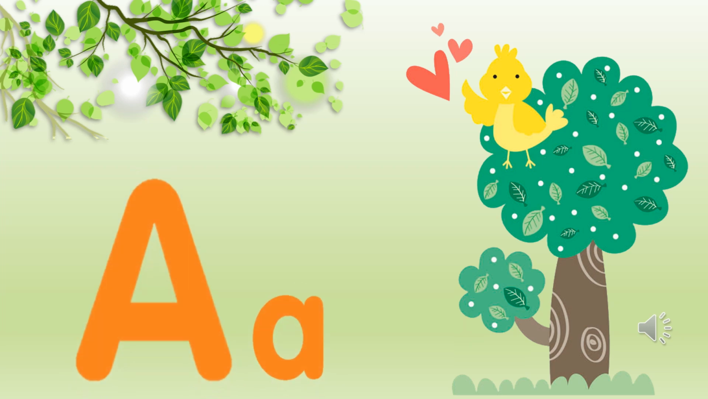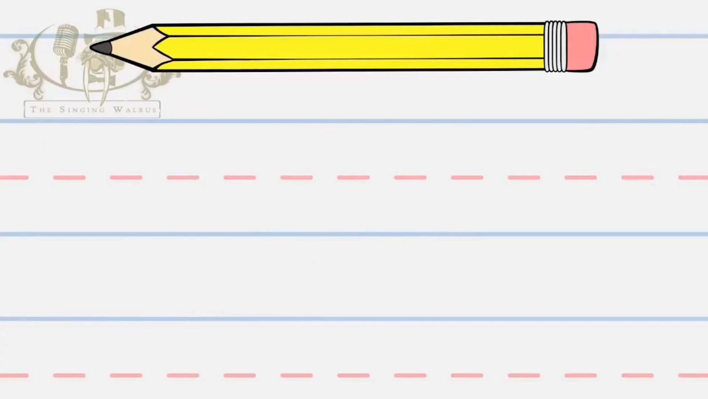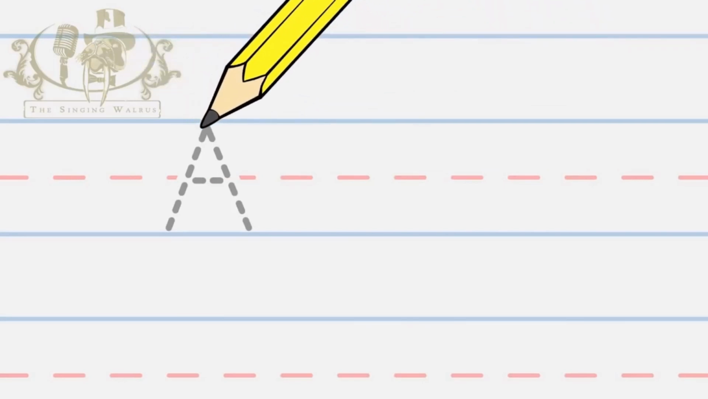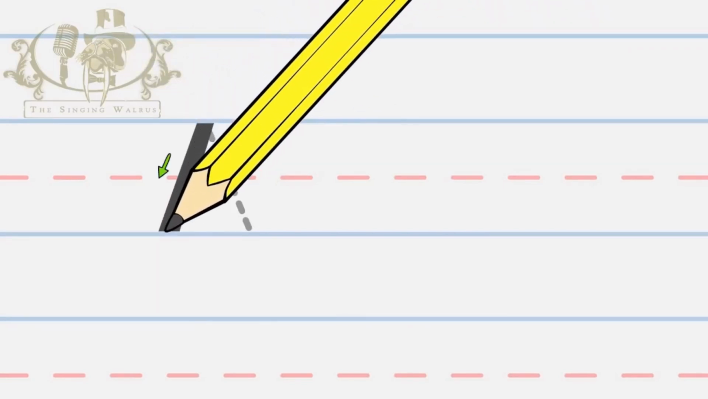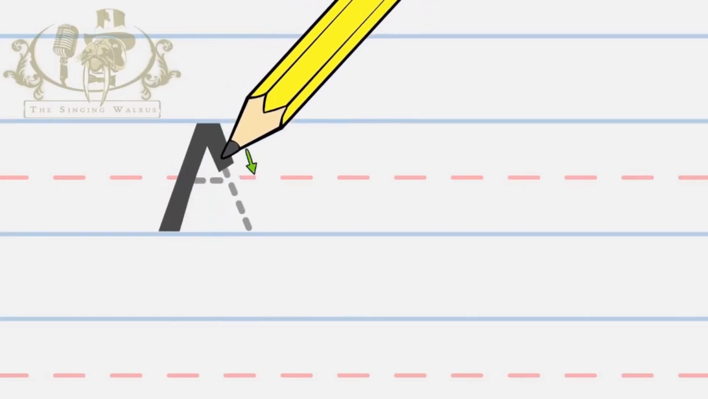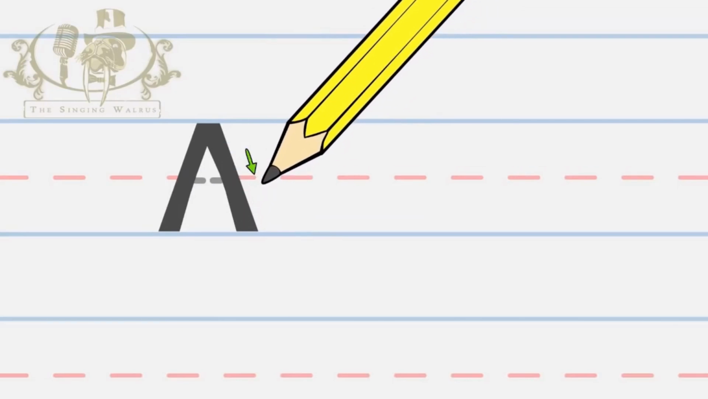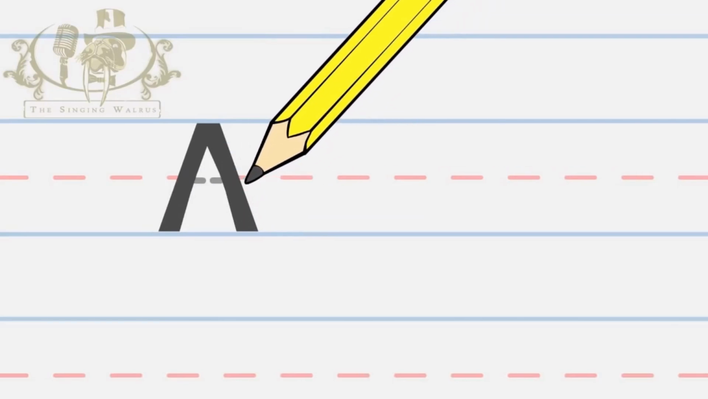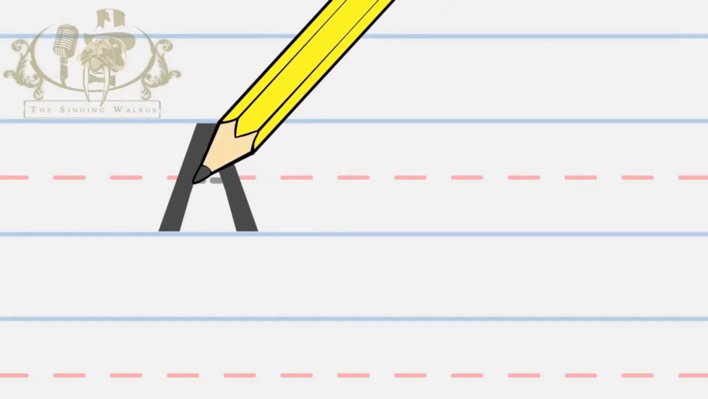Okay, now I need you to know how to write letter A. Capital A, that's the big A. Start at the top and make a line down. Go back to the top and make another line down. Now, go to the middle and make a line across.